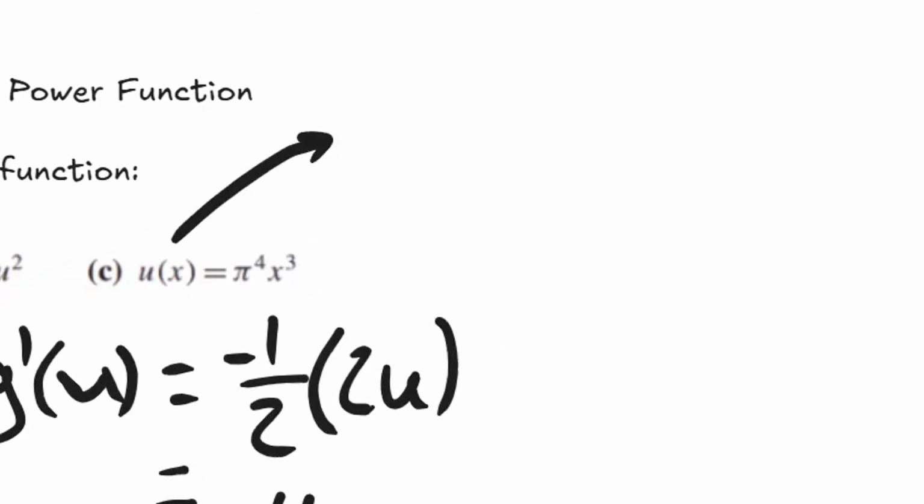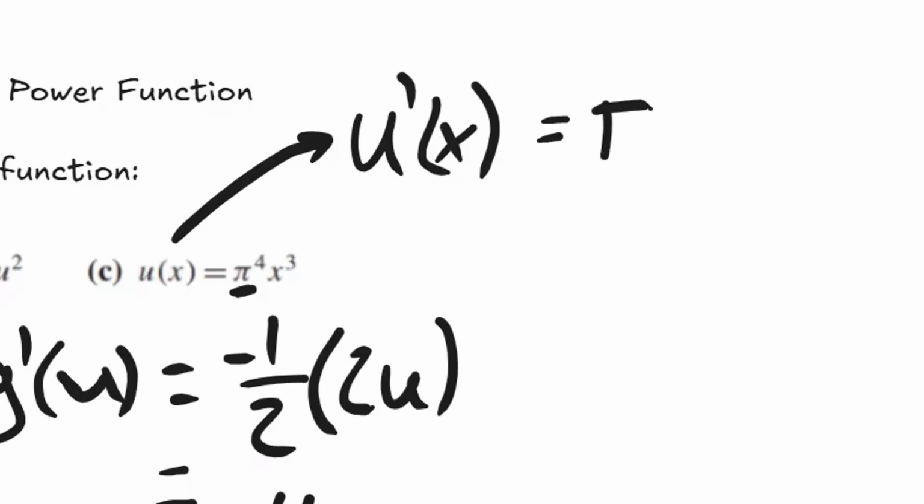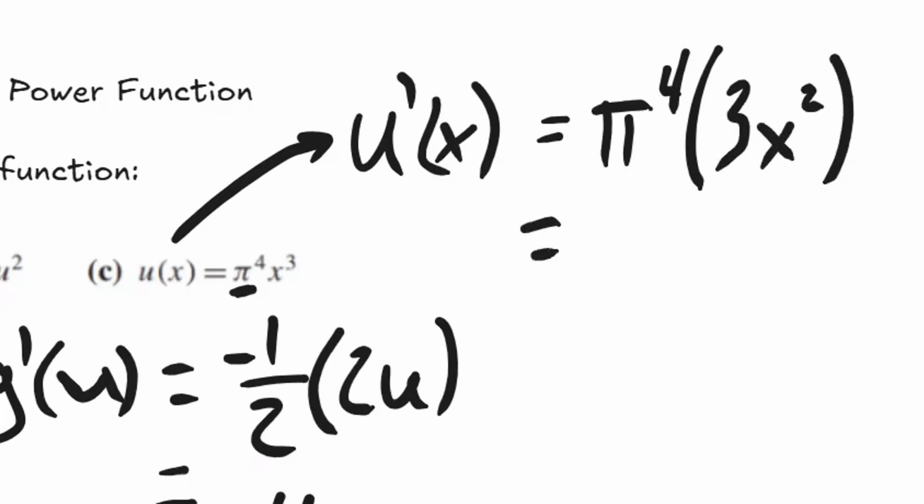For this one here, u of x is pi to the 4th x cubed, so u prime. This one sometimes trips students up because they see an exponent on pi to the 4th and they're like, oh no, what do I do? Remember, pi is a constant, and a constant to the 4th power is still a constant. So you multiply that constant, pi to the 4th, times the derivative of the power function of x cubed, which is just 3x squared. Then we can clean this up a little bit. It'd be 3 pi to the 4th x squared.